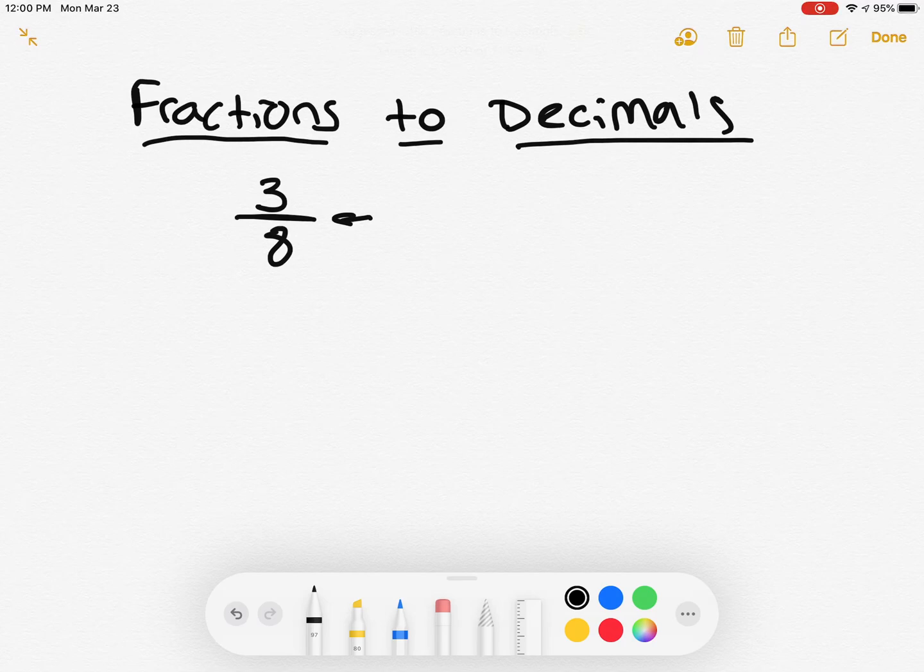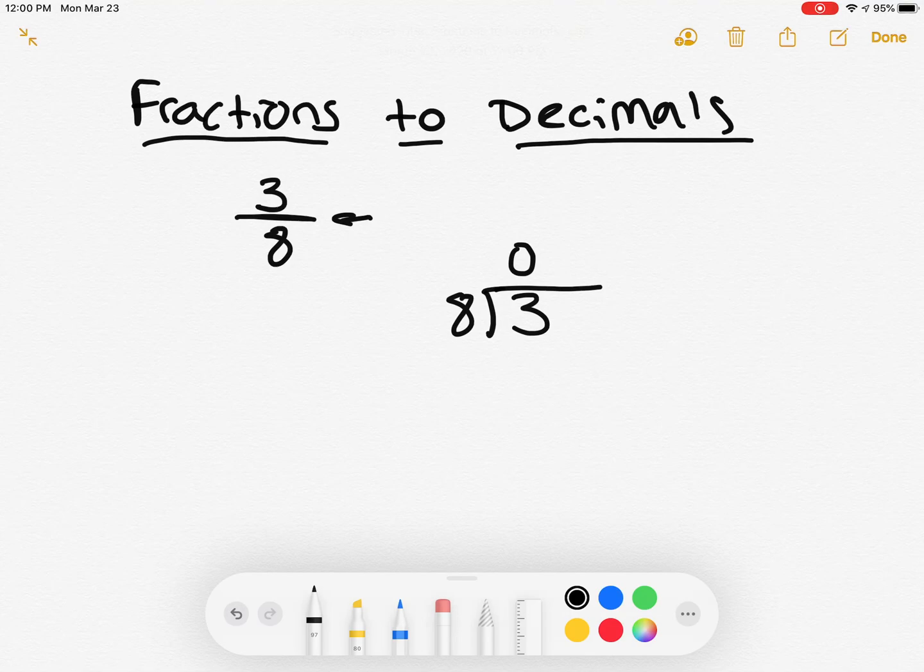Okay, so to change it from a fraction into a decimal, we can simply divide the numerator by the denominator, which means the numerator goes inside of my division box and my denominator goes on the outside of my division box. I'm going to do 3 divided by 8. Now 8 cannot go into 3, it goes in 0 times.